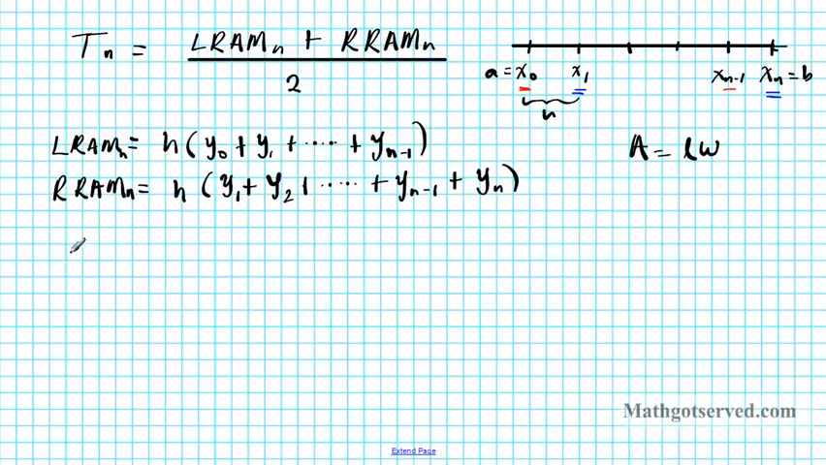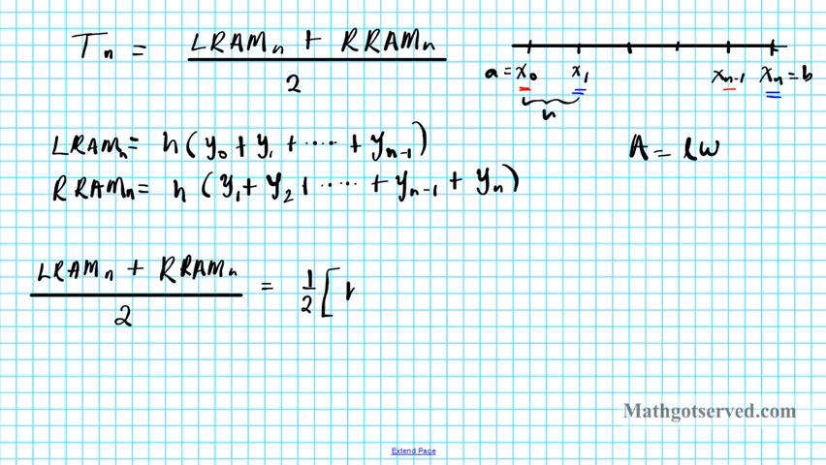All right, so what if I want to compute the left endpoint rectangular approximation using n sub intervals plus the right endpoint rectangular approximation using n sub intervals, divided by 2? What would this be? Well, let's see. Since dividing by 2 is the same thing as multiplying by 1/2, I'm going to multiply 1/2 by the sum of these two expressions. So I'm going to have 1/2 multiplied by h times y sub 0 plus y sub 1 plus and so on, plus y sub n minus 1.